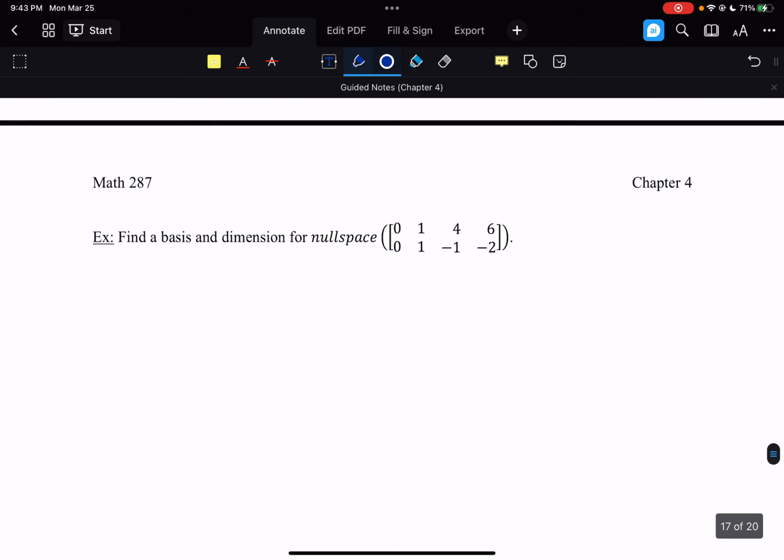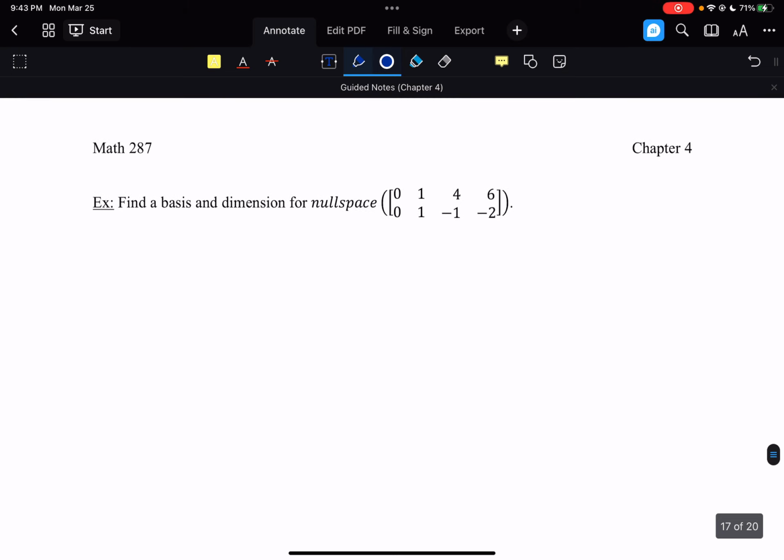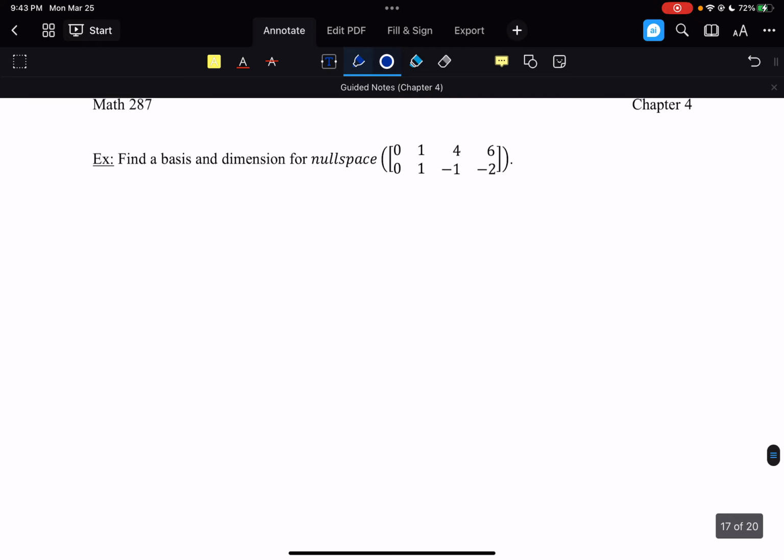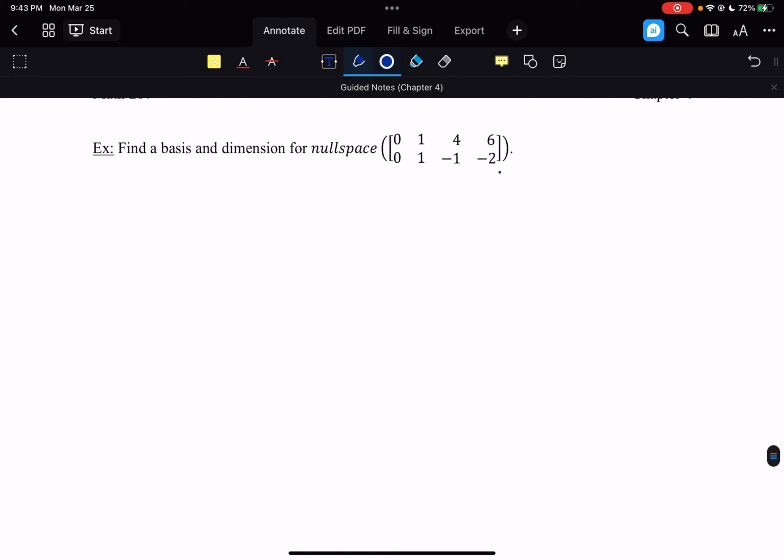For this next example, find a basis and dimension for the null space of this matrix. So remember that the null space is the solution set to that homogeneous equation, right? Ax equals 0. The solution set x. And here we have x1, x2, x3, x4. So the null space is going to be 4-dimensional.